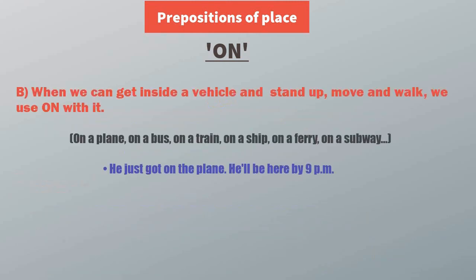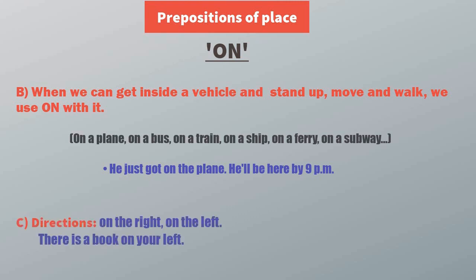We also use on with vehicles, as I just talked about in the preposition in, right? We use it with vehicles that we can get inside and walk around, move in. Objects like a train, a bus, a plane. We also use on with directions. On the left, on the right. There is a book on your left. Can you pass me that?